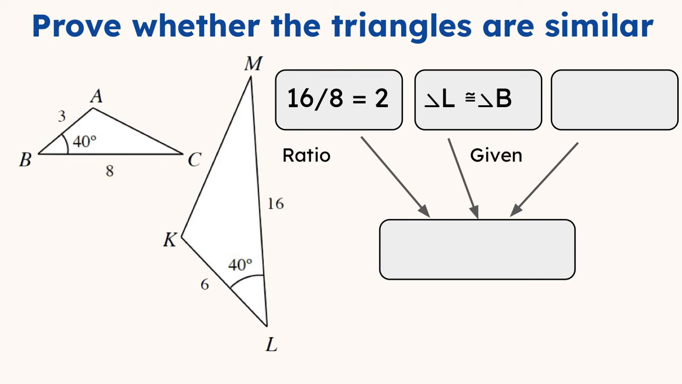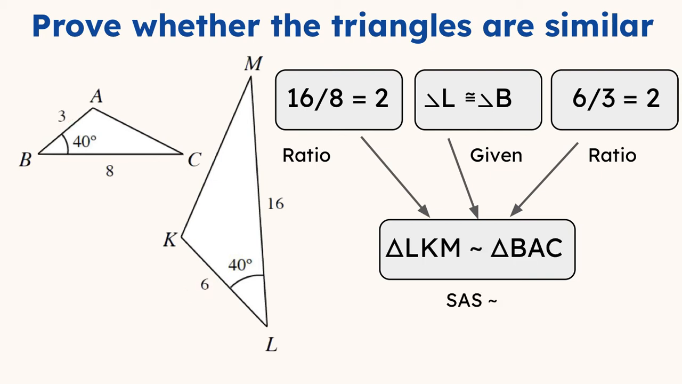Next, I am going to find some congruent angles. So I've got this angle L right here is congruent to angle B. That's just given in the picture, just flat out tells me those numbers. And then the last ratio that I'm going to do is to compare the 6 with the 3. And again, I get a ratio of 2. Since my ratios are the same, these triangles are similar to each other.